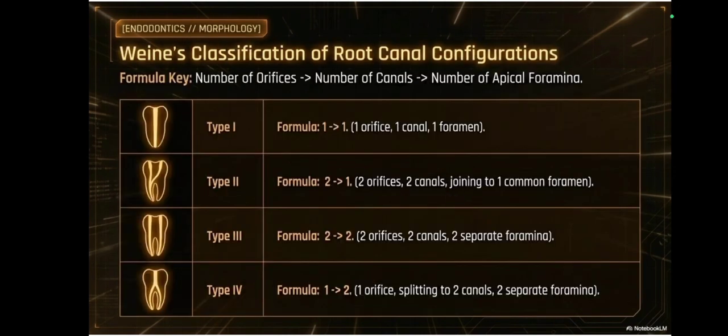Coming on to the last topic, which is Weine's classification. 4 types. Type 1, 1 orifice, 1 canal, 1 foramen. Type 2, 2 orifices, 2 canals joining to 1 foramen. Type 3, 2 orifices, 2 canals, 2 separate foramina. And for type 4, 1 orifice splitting to 2 canals, 2 separate foramina.